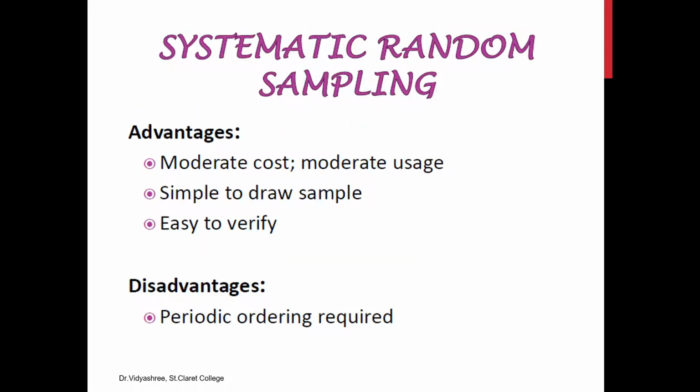The main advantage of this particular type of sampling is that the cost is very minimal, it's moderate, and it's very simple to draw the sample after you make the order, and it's easy to verify also. The main disadvantage is that it takes time to make this periodic ordering, and if you're making the ordering again and again, it takes a bit of time and it's a bit costly.